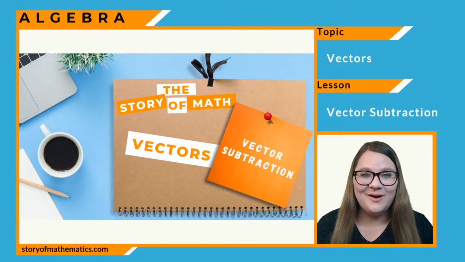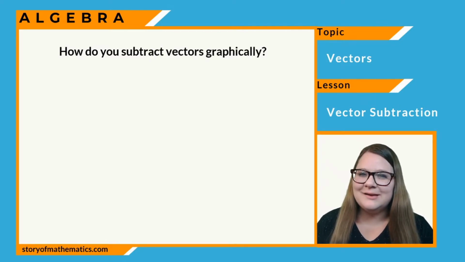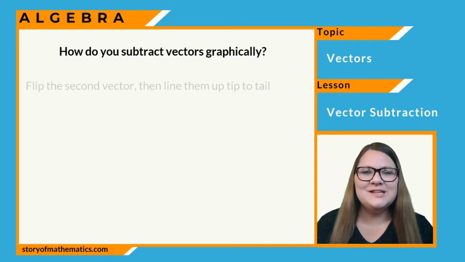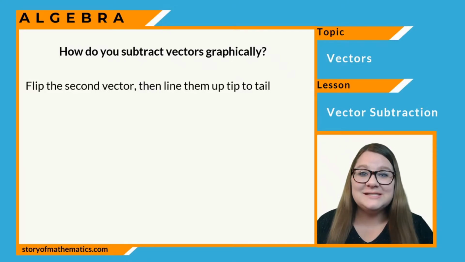Hey, in this video, we're going to talk about vector subtraction. So how do you subtract vectors graphically? Well, the first thing you need to do is to flip your second vector so that you can then line them up tip to tail.